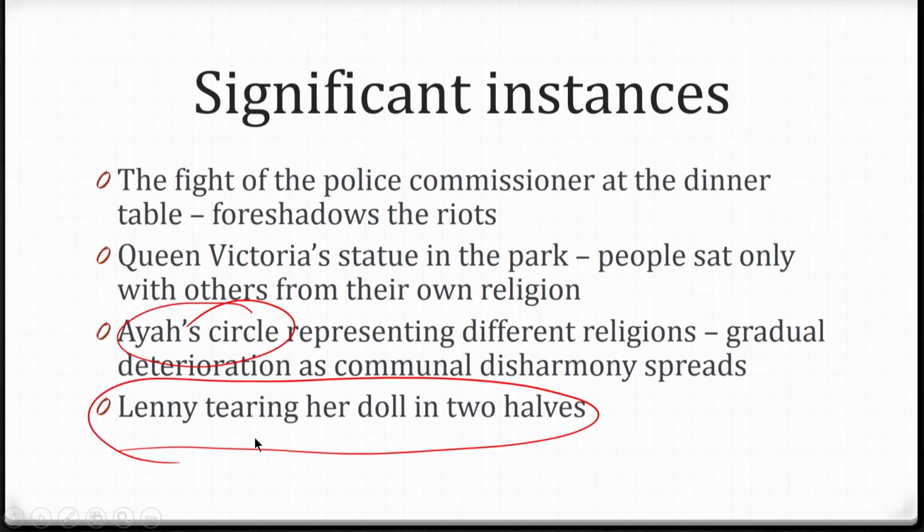And there is also this extremely telling instance where Lenny the child tears her doll in two halves after having witnessed a similar instance. And the tragedy of this episode is that Lenny is doing this as part of her playtime. We do not find her being traumatized in the way that one would expect her to, but it almost becomes a kind of imitation of a deed that she witnessed for some reason or the other. And this loss of innocence in Lenny at this point is extremely telling.